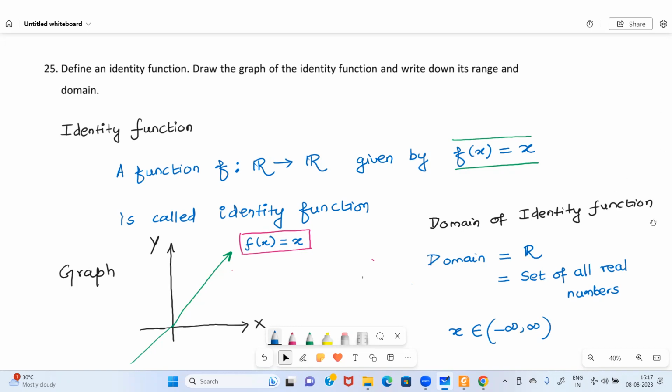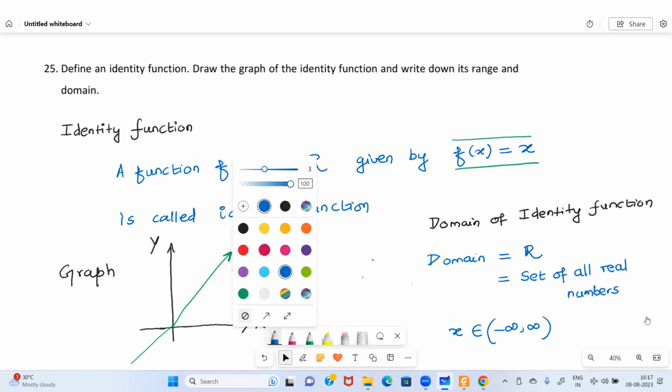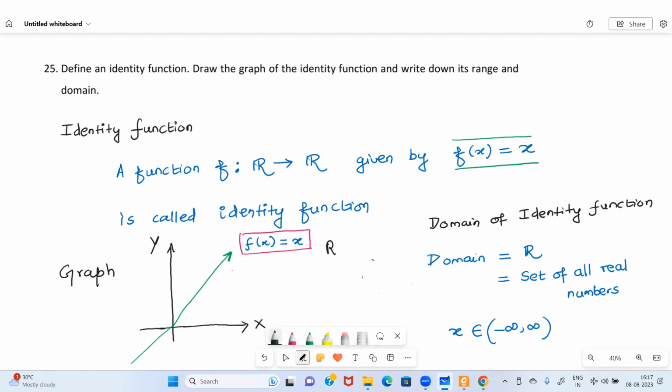And what is going to be the range, students? Whatever be the value of x, that's what is going to be the value of y. So no problem. So range is also going to be set of all real numbers. Therefore, you can write the range of the identity function is also set of all real numbers. Or you can say y belongs to minus infinity to infinity. Clear, students?